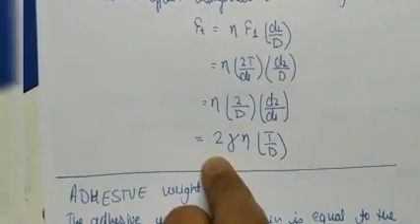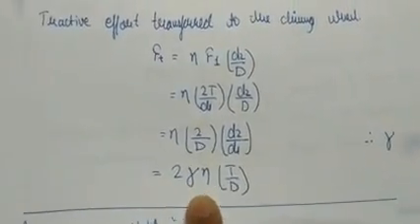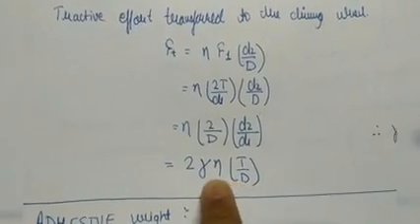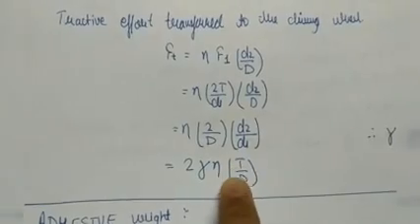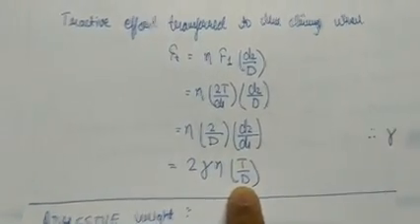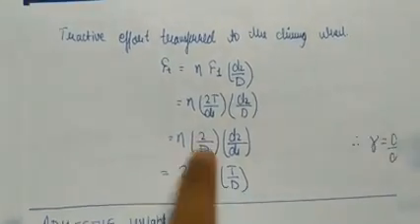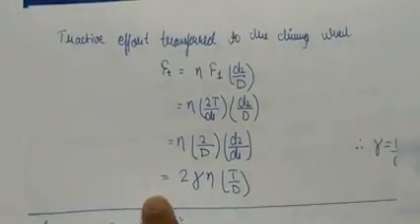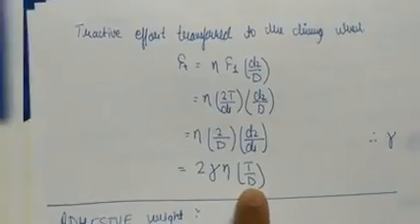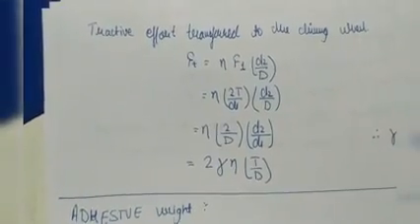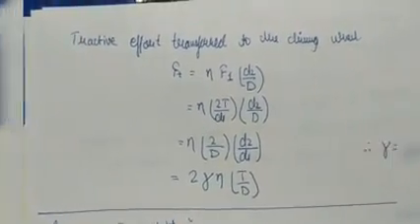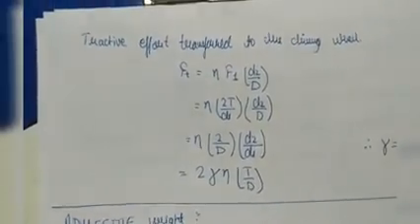So finally what will I get? That is 2 eta N T upon D. So this N is the gear ratio, this is the efficiency, T is the total torque, and D is the diameter of the wheel, as you can see. So the total force of traction depends on the torque and diameter of the wheel. It is directly proportional to the torque and inversely proportional to the diameter of the wheel, as you can see here from this relation.